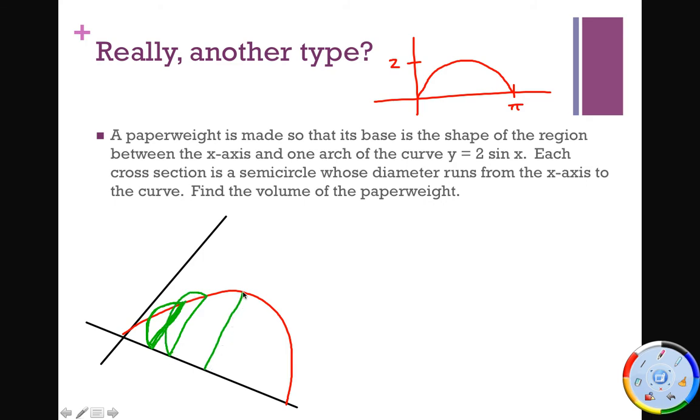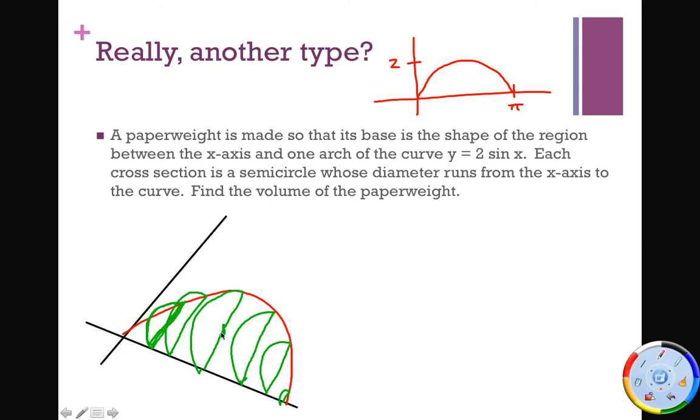This cross section here is half a circle. This cross section here is half a circle. You notice these circles would actually get pretty big or small depending on how close they are to these endpoints. And there we go. We have a whole bunch of cross sections, with cross sections being semicircles. So we need to figure out how to find the areas of those. Well, how would we find the areas?